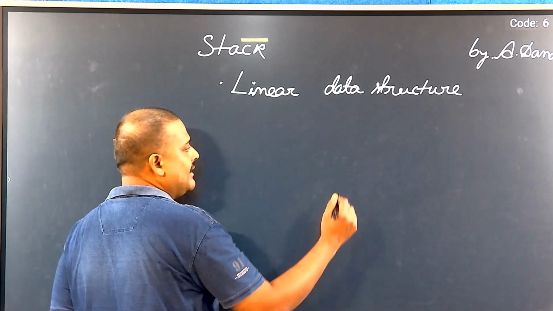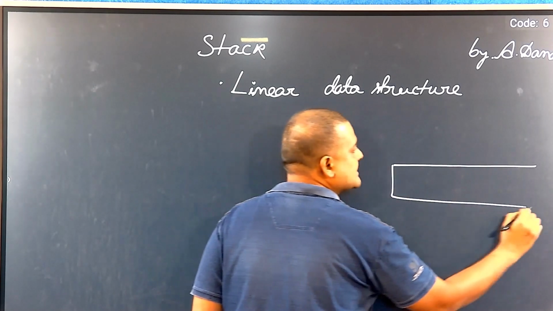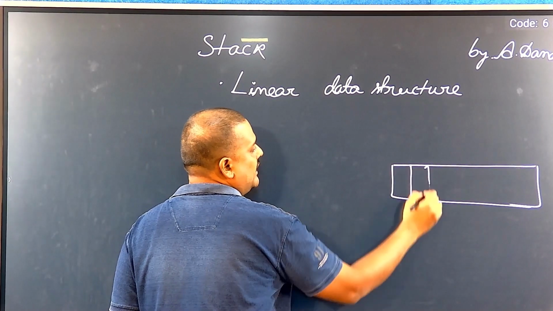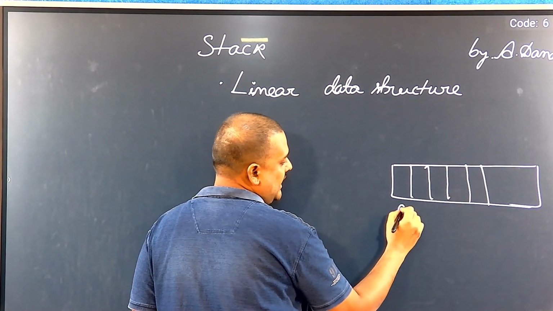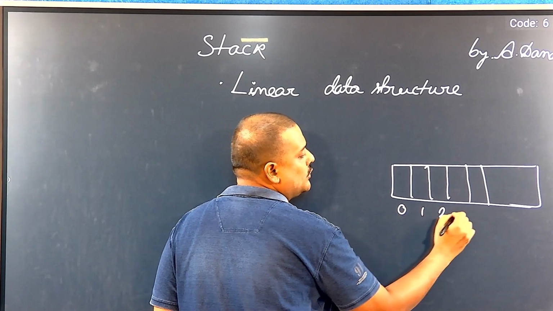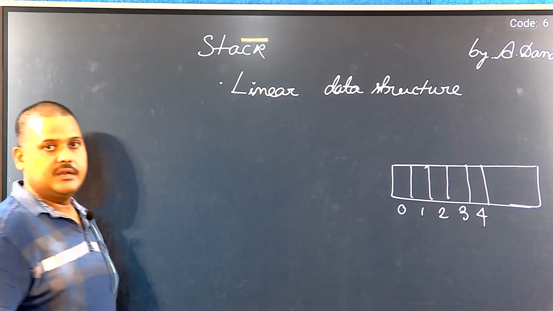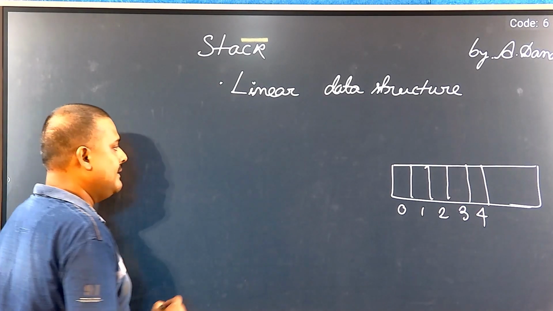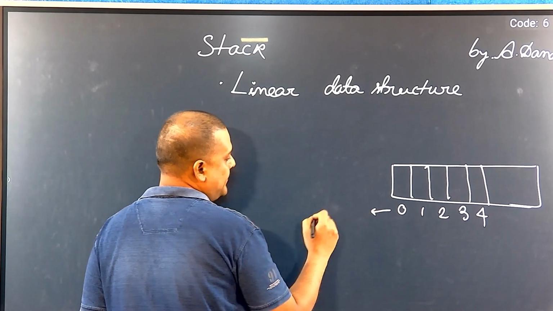Say for example, we are trying to allocate some memory space where we want to insert some elements. Say for example, these are the index 0, 1, 2, 3, 4. That means there are 5 different places where we can store some elements. So, these are the index.